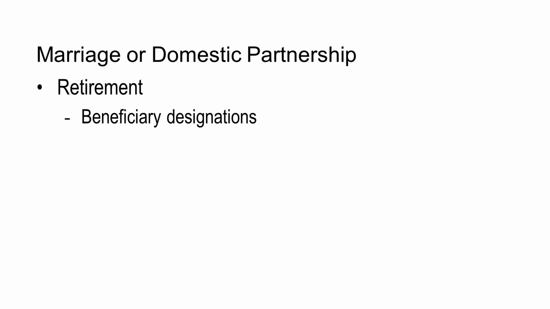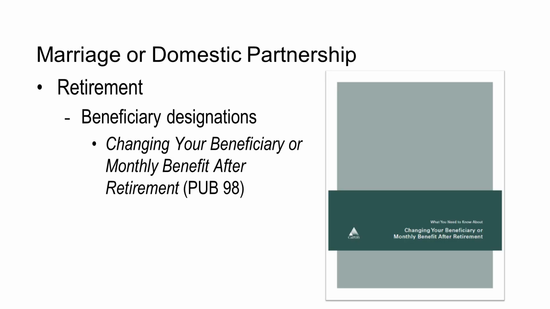There are separate beneficiary designation forms you need to complete if you are still working or if you are retired, so make sure you use the correct form. If you're an active or inactive employee, you can make beneficiary changes in your MyCalPERS account. Retirees can make changes to their beneficiaries for any lump sum benefits in their MyCalPERS account. But for complete information on changing your beneficiary after retirement, please review our publication, Changing Your Beneficiary or Monthly Benefit After Retirement, Publication 98.